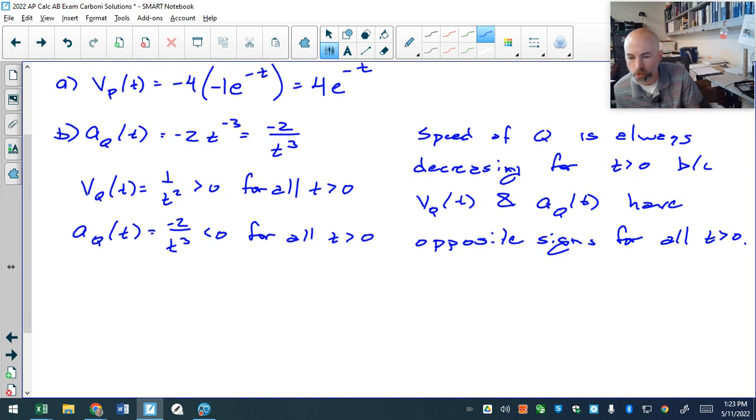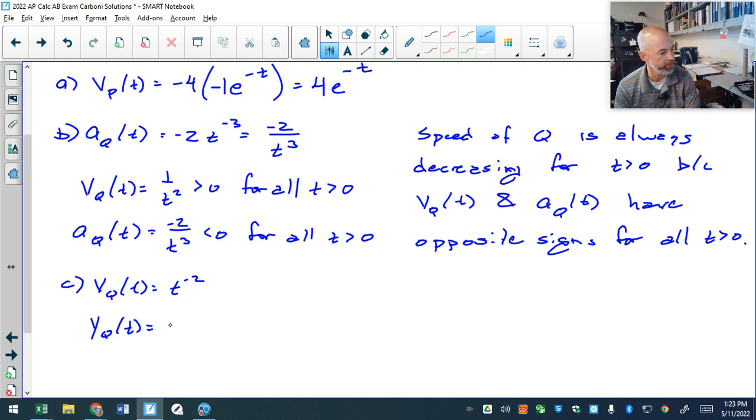Find y_q of t, the position of the particle q at time t. And so I do know, and I'm going to rewrite this, the velocity of particle q is t to the negative 2. Therefore, the y-coordinate of particle q at time t would be the antiderivative of that, which is t to the negative 1 over negative 1. Don't forget that there is a potential constant c added onto that.